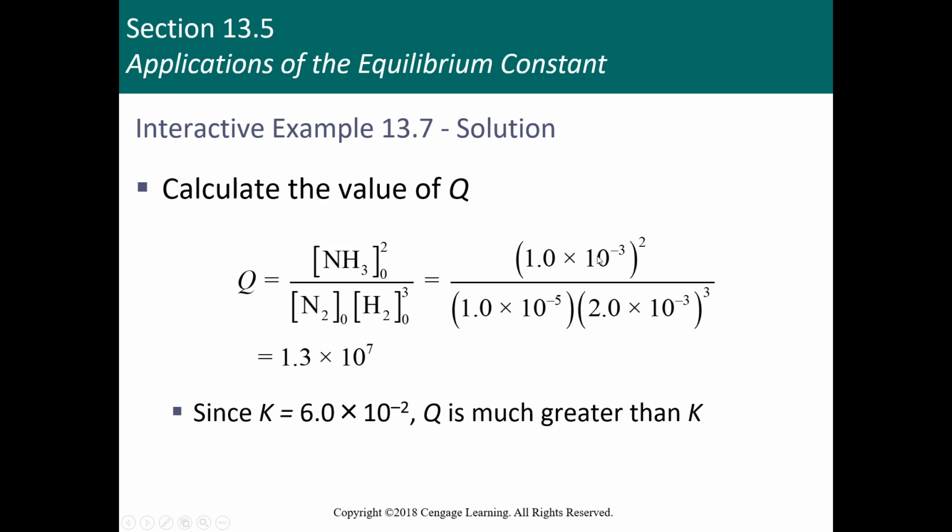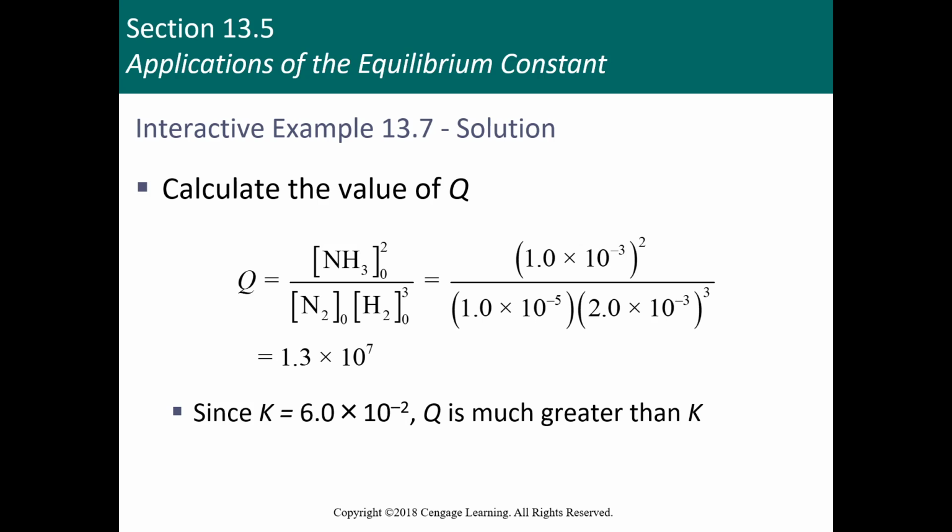Okay, so we plug the values in, we do the math. Be very careful about doing this math. It's very easy to screw up. And you get 1.3 times 10 to the 7. We know that K, which is our equilibrium constant, is 6 times 10 to the negative 2. So in this case, Q is much greater than K, vastly more.